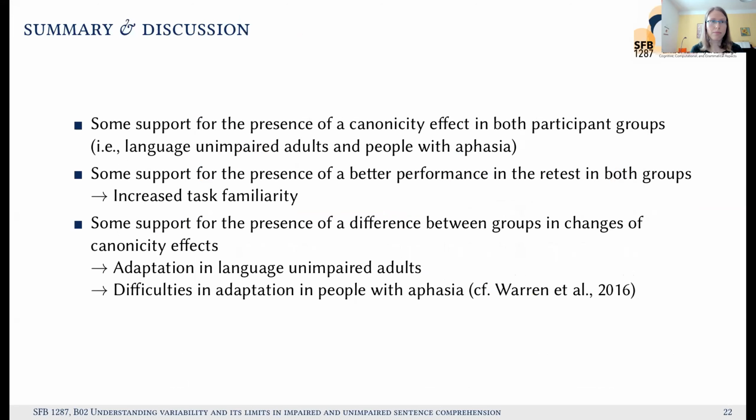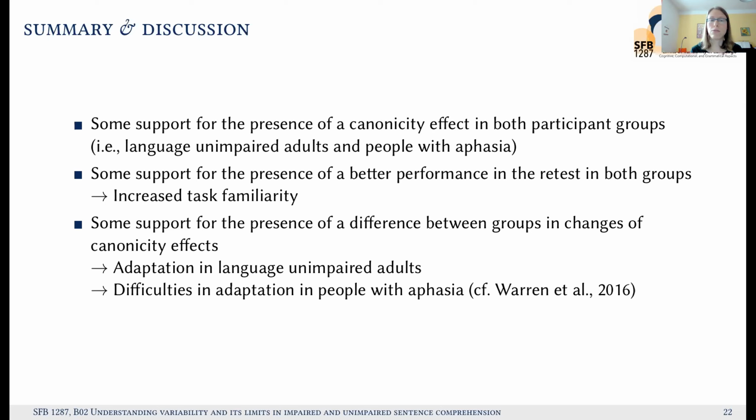So to sum up, there was some support for the presence of canonicity effects in both of our participant groups. And we also saw some support for the presence of a better performance in the retest phase in both groups. And we think that this is due to an increased task familiarity, because when participants were invited a second time, they already knew how the procedure would be, and therefore they answered a little bit faster and more accurately in the retest. But we also saw some support for the presence of a difference between the participant groups, namely in the changes of canonicity effects.